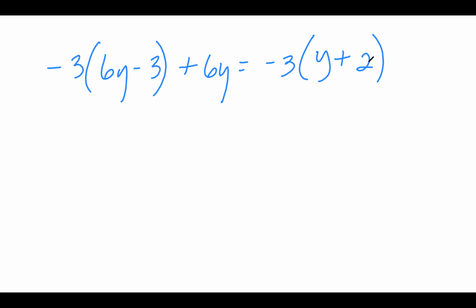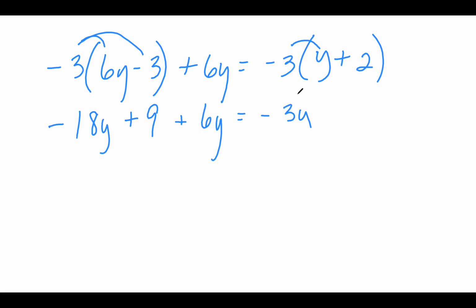So the first thing I want to notice here, oh, I got some parentheses. I got to get rid of the parentheses, and the way I get rid of parentheses most of the time is I do the distributive property. So negative 3 times 6y is negative 18y. Negative 3 times negative 3 becomes positive 9. Now the plus 6y comes down. And again, I got parentheses, so I'm going to do negative 3 times y. And negative 3 times positive 2 is a negative 6.